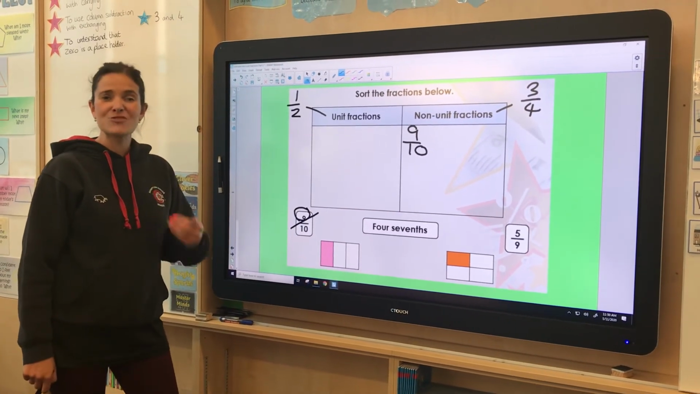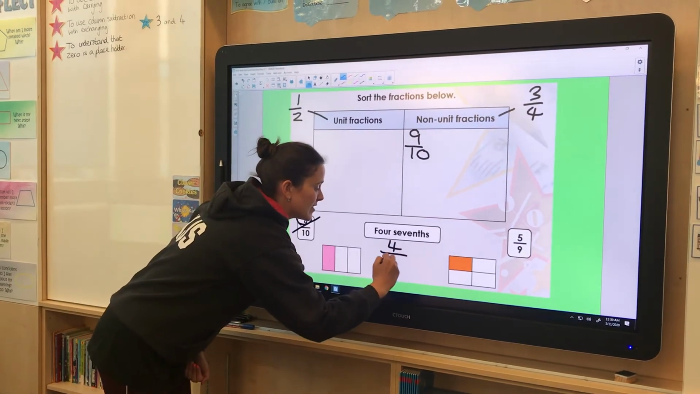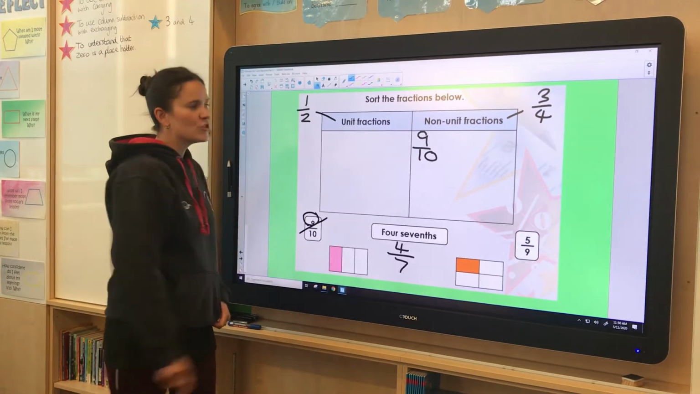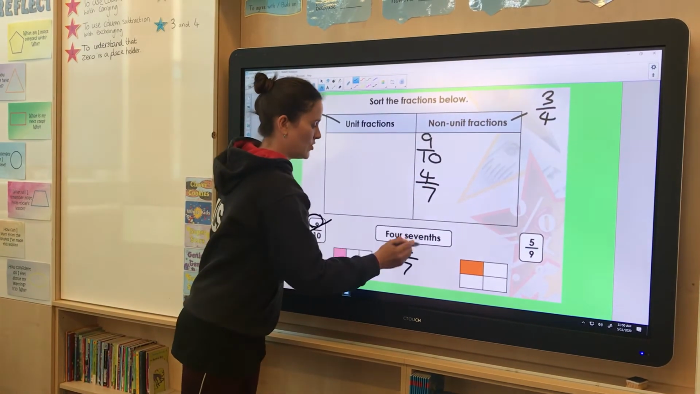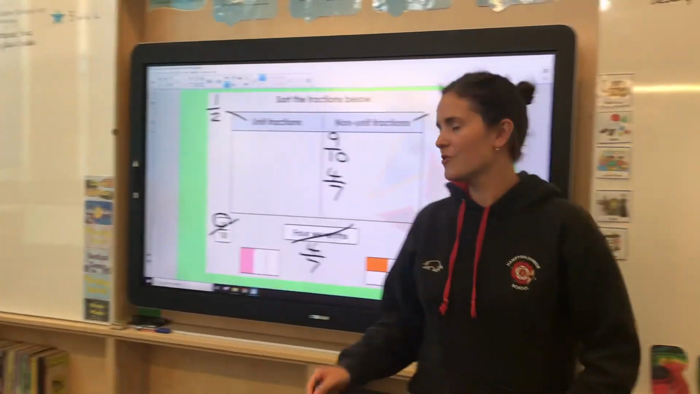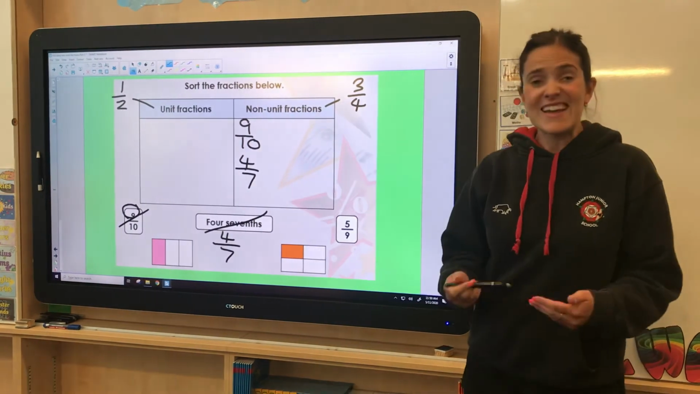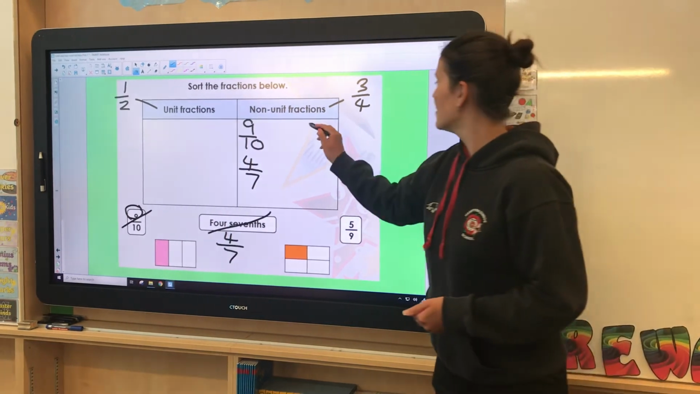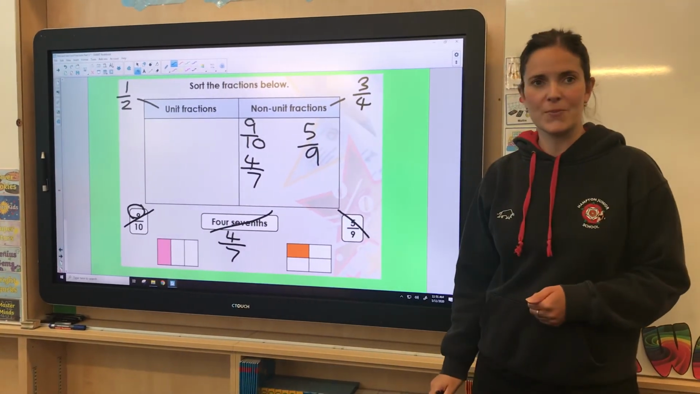It's a bit easier for me to write it as a fraction in numbers. So the 4 becomes my numerator and the 7 becomes my denominator. Once again, the numerator is greater than 1, so 4/7 is a non-unit fraction as well. And then moving down here, 5/9, again, 5 is greater than 1, and this top number here is the numerator, so 5/9 would go into that section as well.